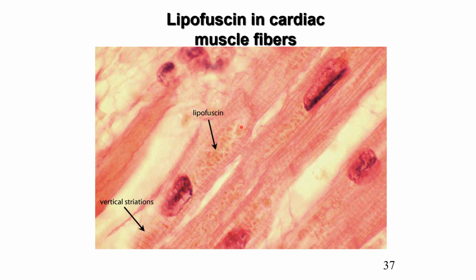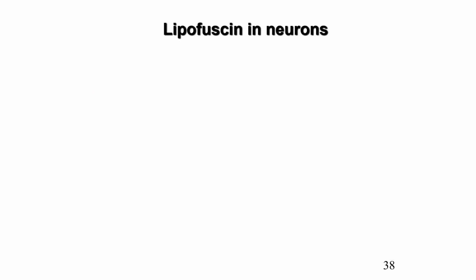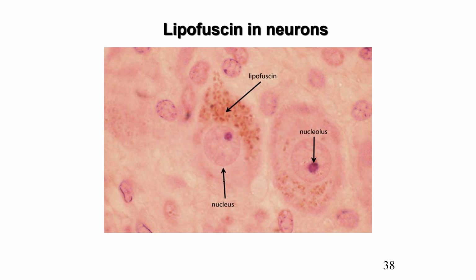These are the lipofuscin granules, which are present in cardiac muscle. These are endogenous pigments. Lipofuscin pigments present in the nerve cell. This is a nerve cell, and these are the lipofuscin pigments. It increases with age.